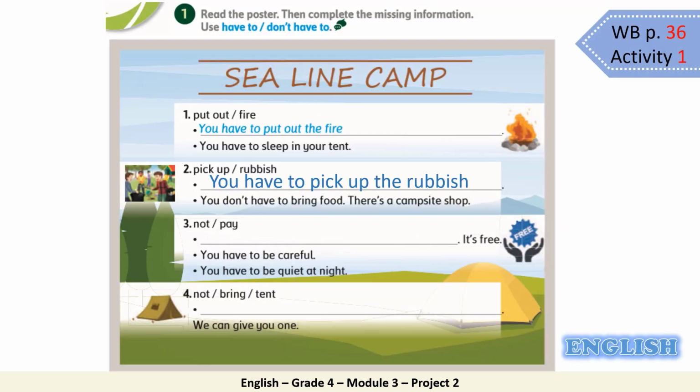Number 3. Not pay. You don't have to pay. It's free. You have to be careful. You have to be quiet at night.